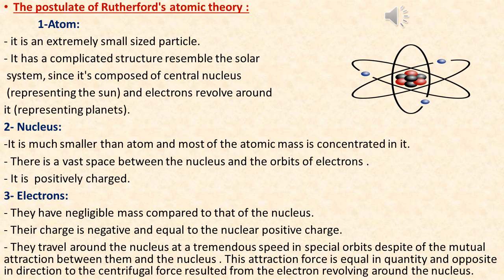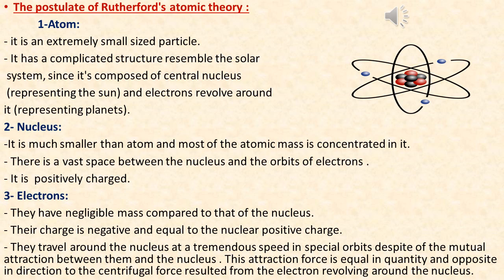The postulates of Rutherford's atomic theory: atom, nucleus, and electrons. First one, atom. The atom is a very small particle and it is not indivisible, and it has a complicated structure resembling the solar system. The electrons revolve around it, and electrons have negative charge, and the mass of electrons is very small compared to the nucleus. The charge is negative and equal to the nuclear positive charge.